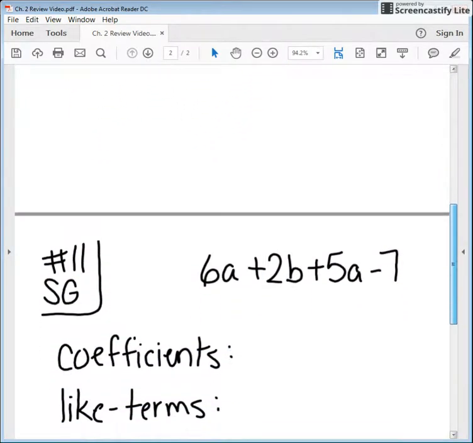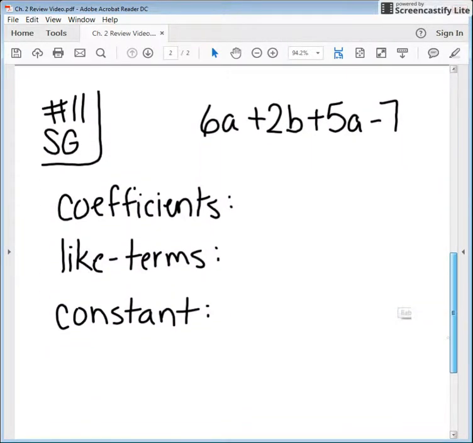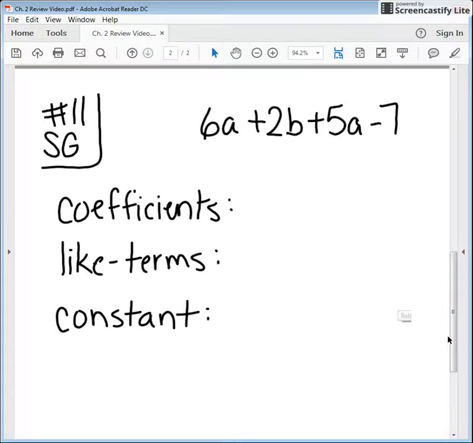Going on with those like terms, let's look at number 11 on your study guide. We have the problem 6a plus 2b plus 5a minus 7, and we need to point out each piece of that expression. So if I'm looking at them, I need to find the coefficients. The coefficients are the numbers directly in front of the variable, but they do not include the variable.